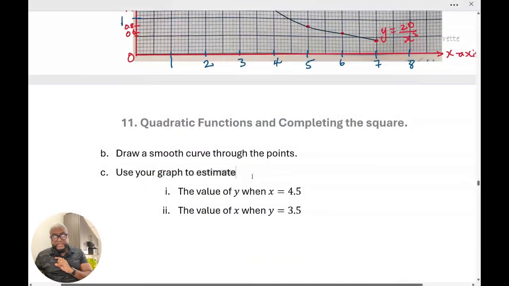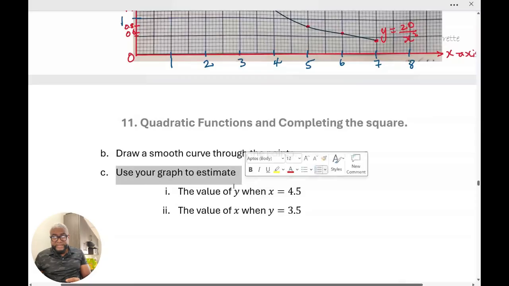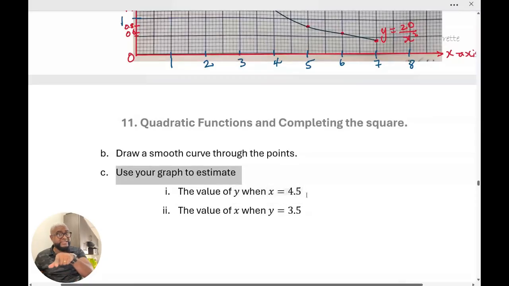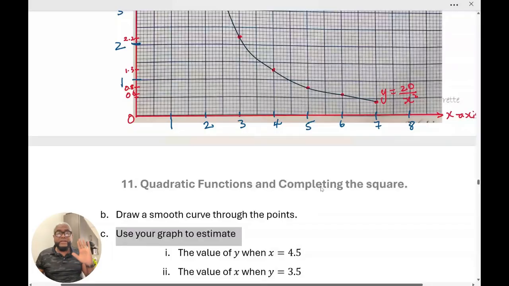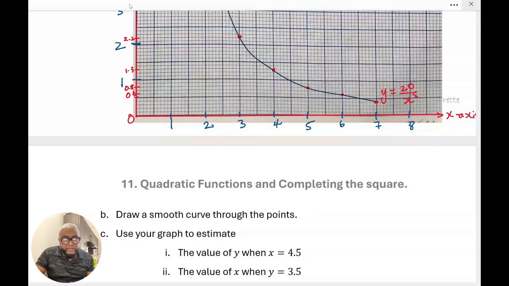Right, so we're going on to C. Use your graph to estimate the value of y when x is 4.5. So we're going to use our graph, right? Now, some of your estimates might be a little different to mine because it's a curve. Sometimes the graph might be on point, but CXC should have a range of answers to this question, right? So where would x be 4.5? You all see 4.5 here? Would here be 4.5? In between 4 and 5, right?